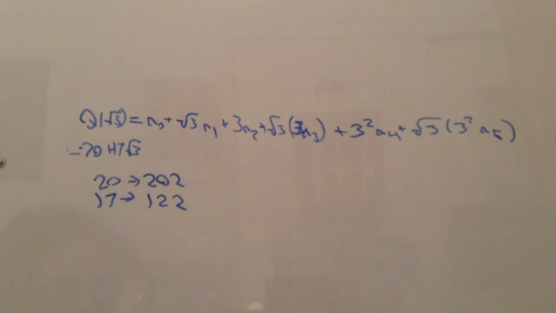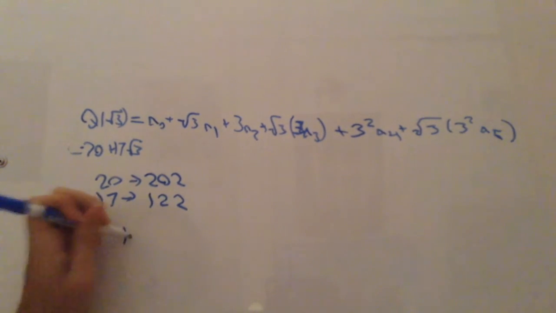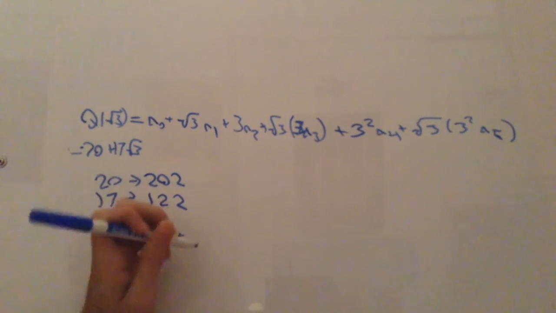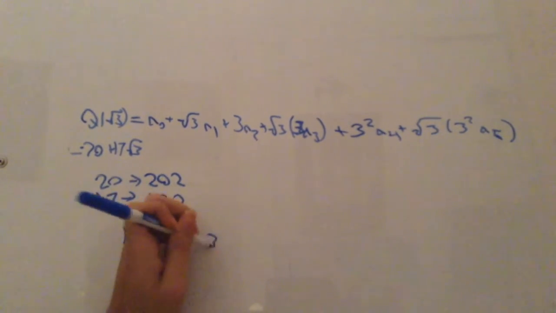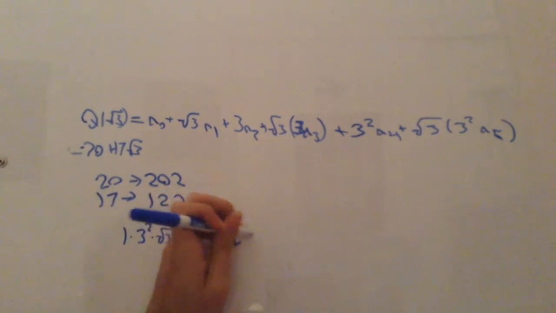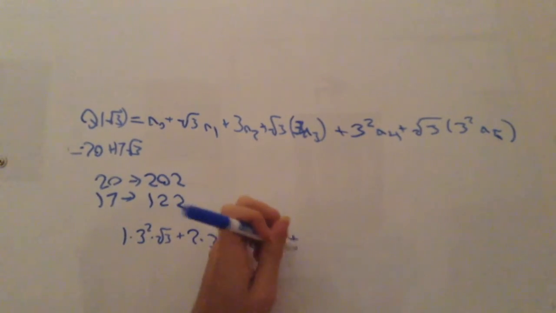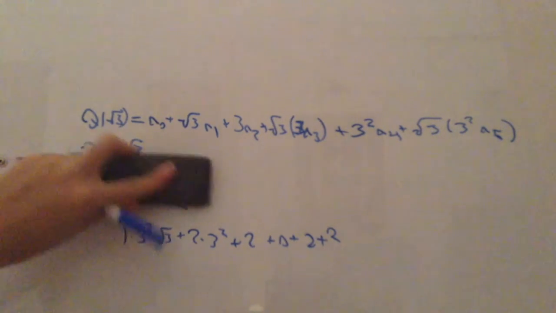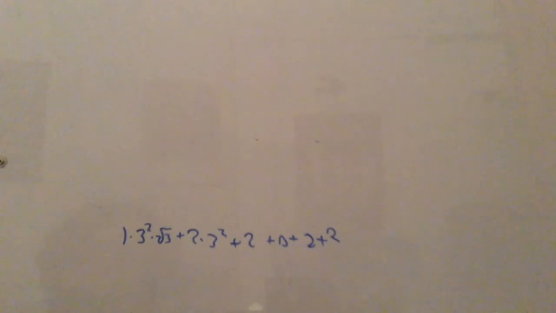And so now we know what our coefficients are. We have 1 times 3 squared times root 3. So this is root 3 to the 5th, plus 2 times 3 squared, root 3 to the 4th, 2, 0, 2, 2. So now instead of root 3, we need to use 2's.